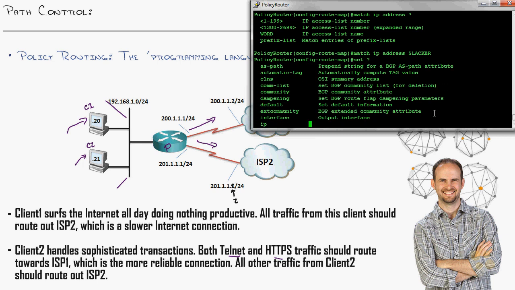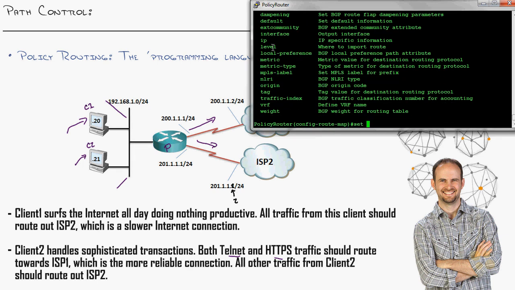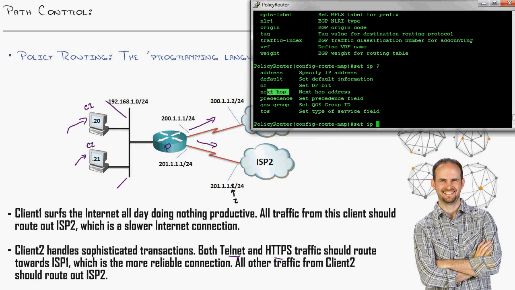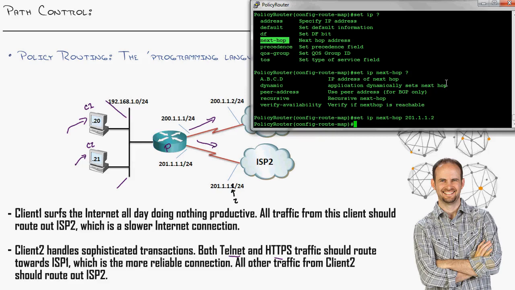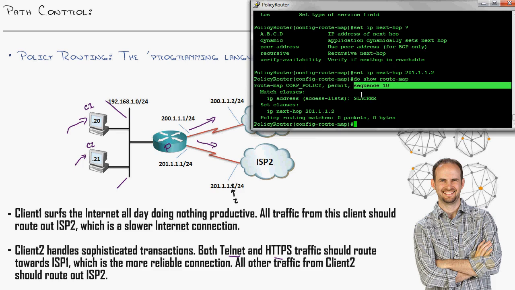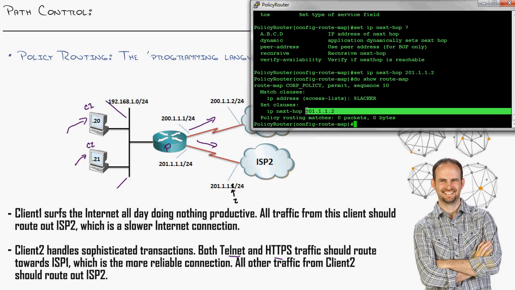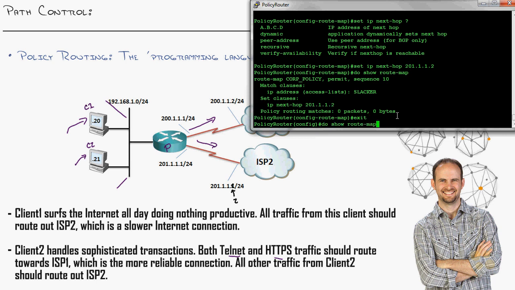And I'm going to do a set now. Now, when you're doing policy routing, just about everything, not everything, but just about everything is going to be under this IP keyword. We'll do IP next hop. So what I'm saying is when traffic comes from the slacker, his next hop will be, let's see, hang on. All his traffic should go out ISP2, which is 201.1.1.2, our corrected IP address there, right? ISP2. Okay, let's do a show route map. And I can see there's my sequence number 10 matching the slacker, and I'm sending him out the lower quality ISP2 connection. Okay, good.